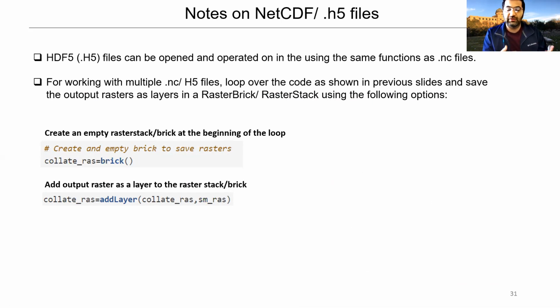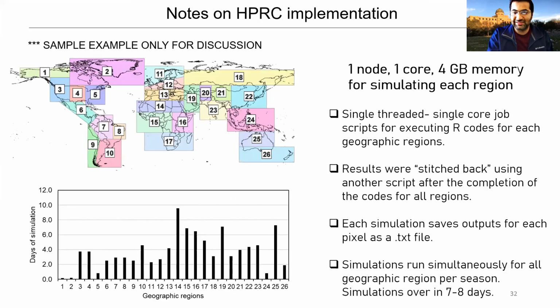And if you have multiple NetCDF files, in many cases people are working with model data where you have multiple outputs. All you have to do is loop the code over multiple input variables, initialize an empty brick in the beginning of the loop, and store the raster that you have created in that empty brick in each layer by using the function add layer. So at the end of the iteration, you will have a raster stack for all of the iterations, and you can do all the geospatial data analysis that we have shown in the presentation so far by using this newly extracted RasterBrick.